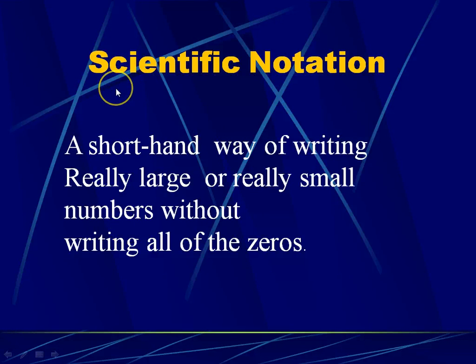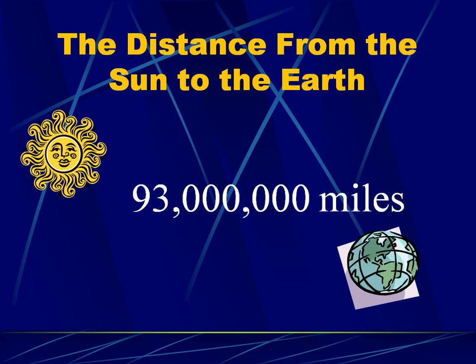Hi, this set of notes is just meant to be a quick review over scientific notation. I know that you've done this before, so we're just going to review it really quickly. If you remember, scientific notation is just a shorthand way of writing really large or really small numbers without writing all of the zeros. It comes in handy. In science, we deal with really small and really big numbers sometimes.